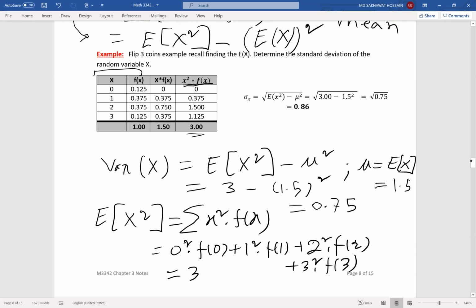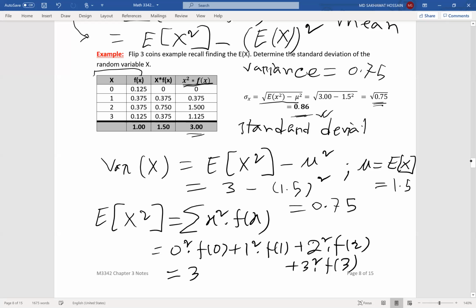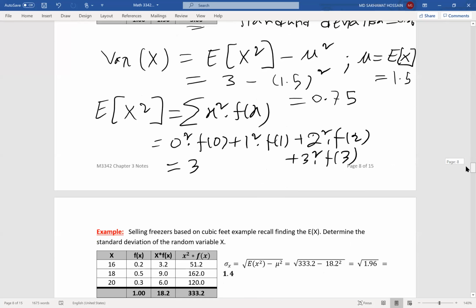So how are you going to calculate the standard deviation? A standard deviation is the square root of the variance. So that means a square root of 0.75. The square root of 0.75 is 0.86. So the variance is equal to 0.75 and standard deviation is 0.86. So that's how we calculate the variance and standard deviation for discrete random variables.